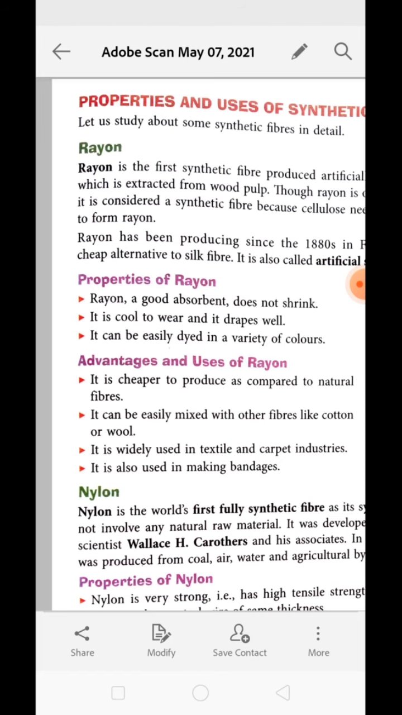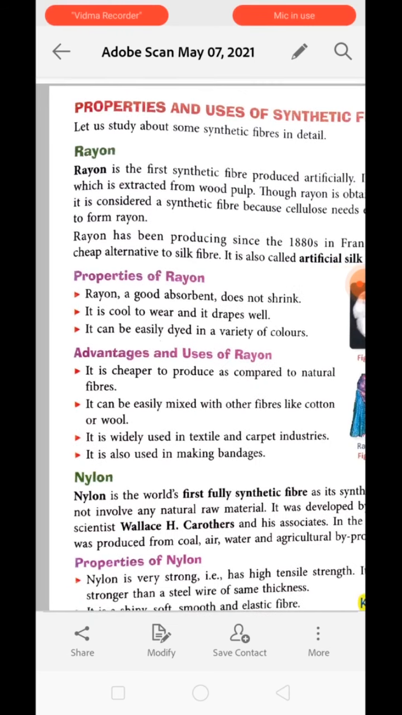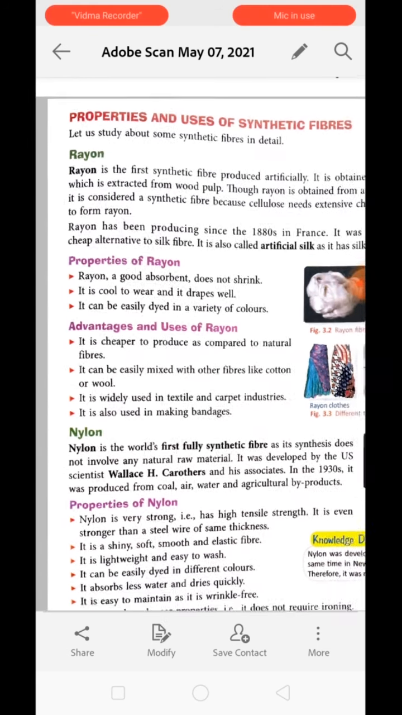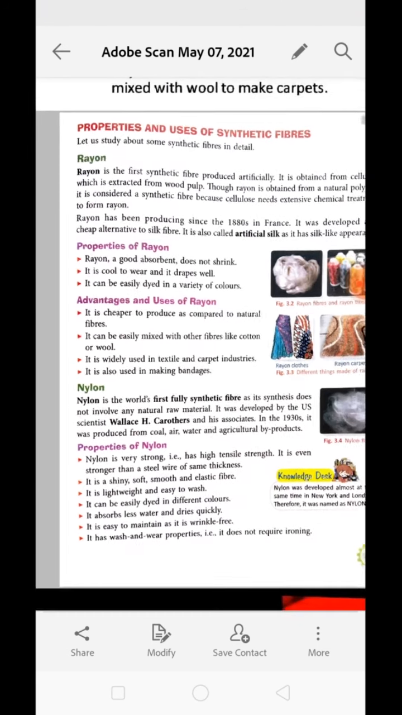It is cool to wear because of the cellulose fiber again. It can absorb water, so obviously it will absorb the sweat of the body as well and make you feel a little bit cool during summers. Next is, it can be easily dyed in a variety of colors. This is also a characteristic of synthetic fiber.